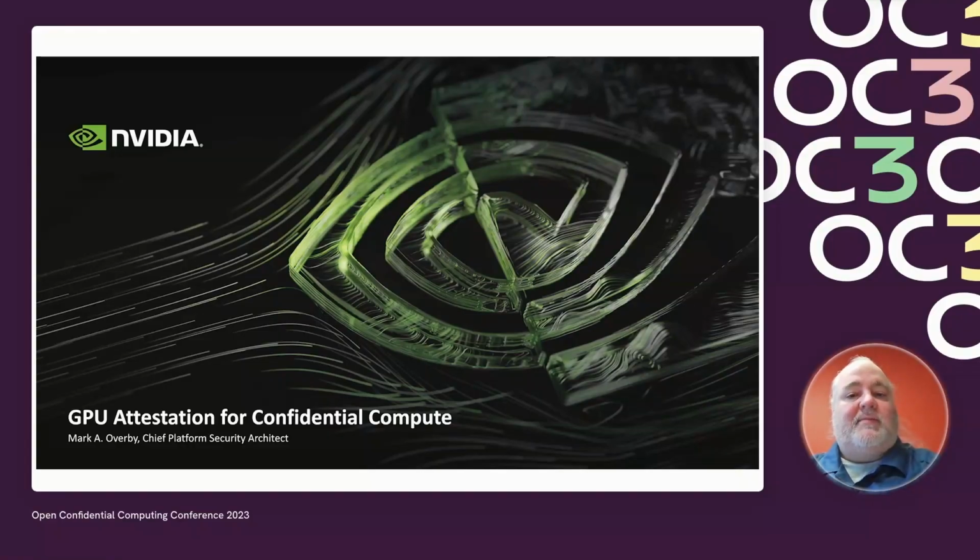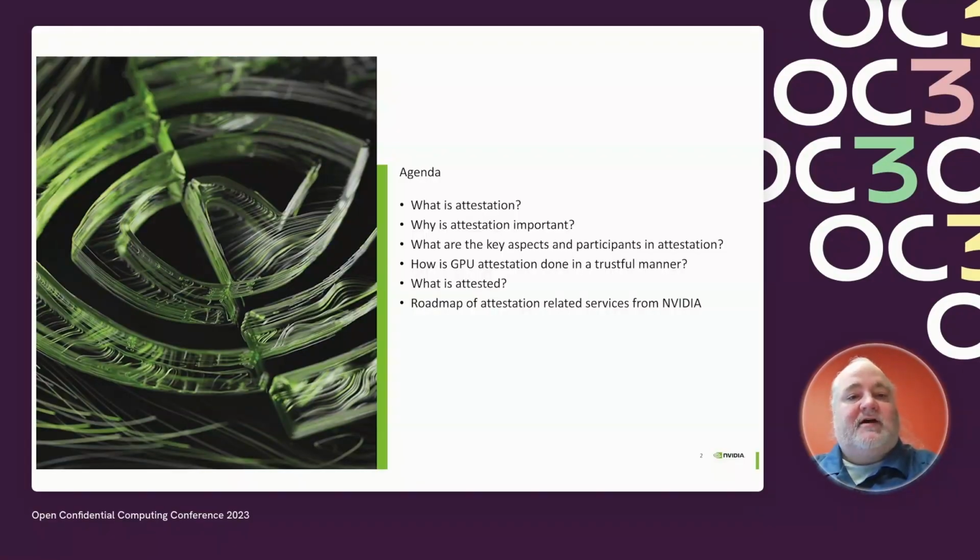So as I mentioned, we'll talk about, what is attestation? Why is attestation important? In other words, why does this matter in terms of your confidential compute workloads? What are some key aspects and participants in the entire attestation flow? And then we'll talk specifically about how the GPU attestation is done, how it's done in a trustful manner, what we attest to, and then we'll also discuss a roadmap of attestation-related services and other things that will help you with attestation and your confidential compute workflows, for availability now as well as availability in the future.